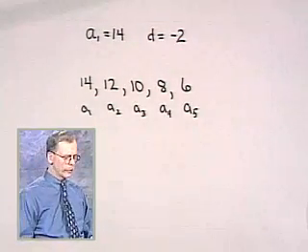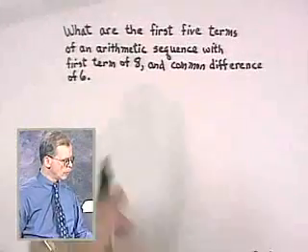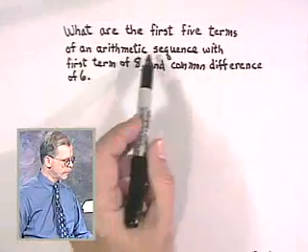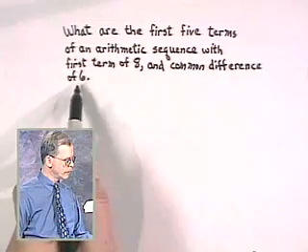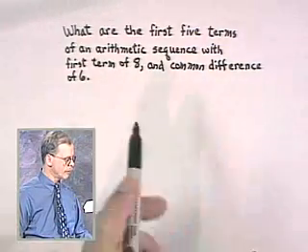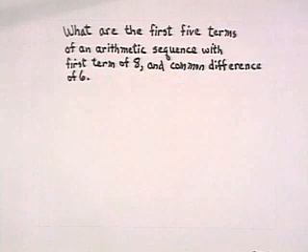Now here's one for you to try. What are the first 5 terms of an arithmetic sequence with the first term of 8 and a common difference of 6? Turn off the tape, write the 5 terms, and then return. Did you write down your 5 terms? Let's see what they are.